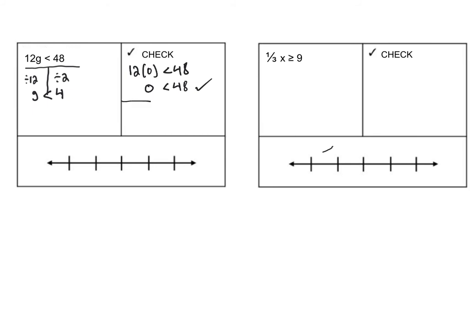I could have also tried 1. I could say, is 12 times 1 less than 48? Absolutely. 12 is less than 48, so it's true. Okay, and then I'm going to graph this. Since 4 is not a part of my solutions, there's going to be an open dot at 4. Here's 5 and there's 3. And my solutions are going to be all numbers less than that 4.